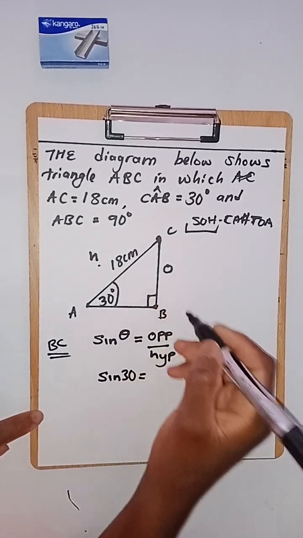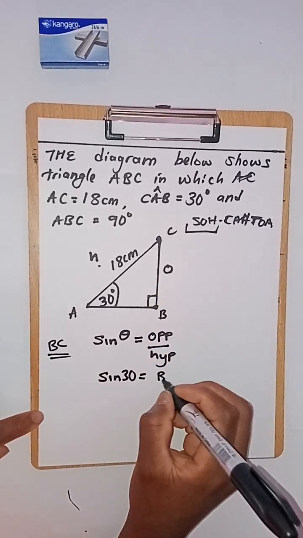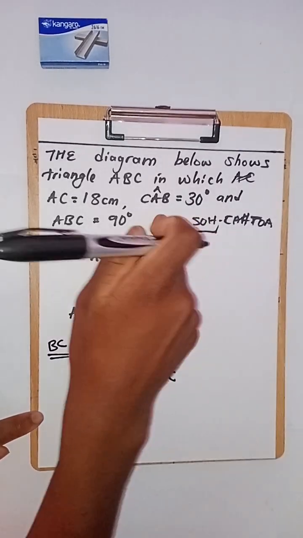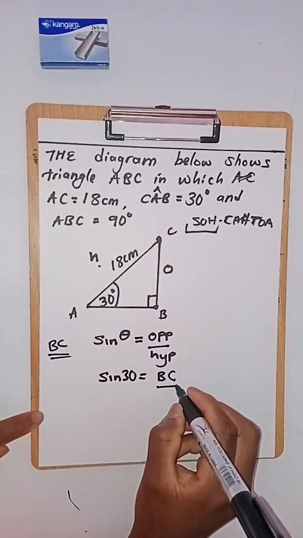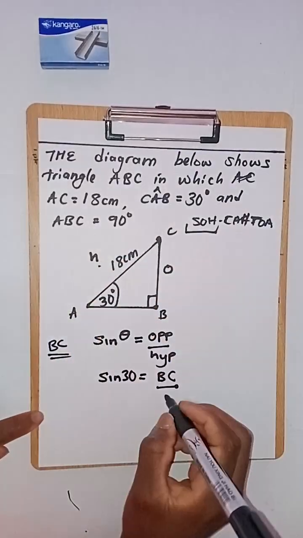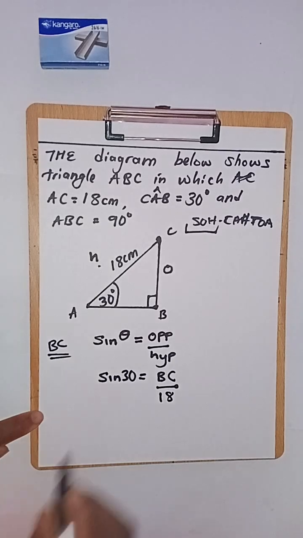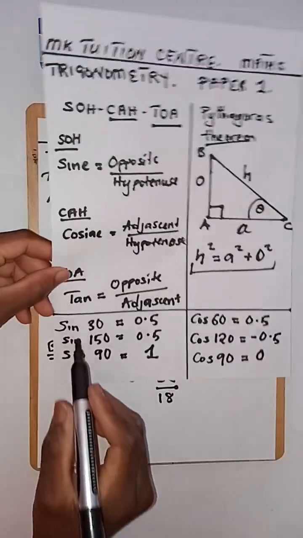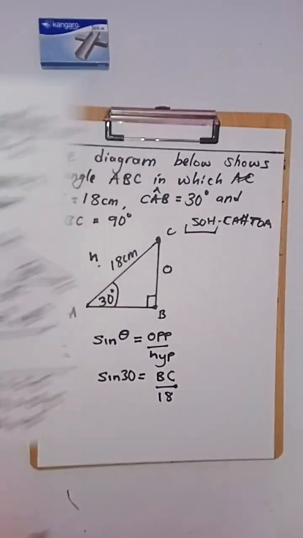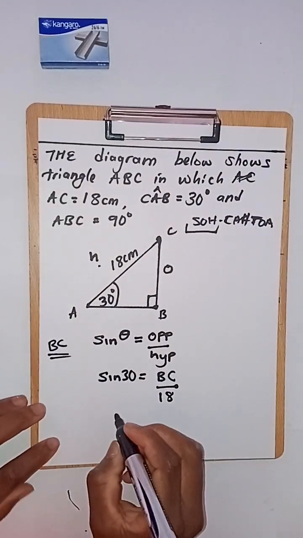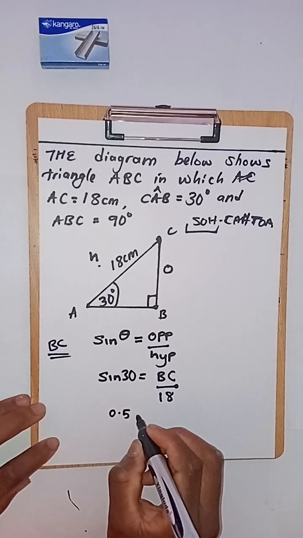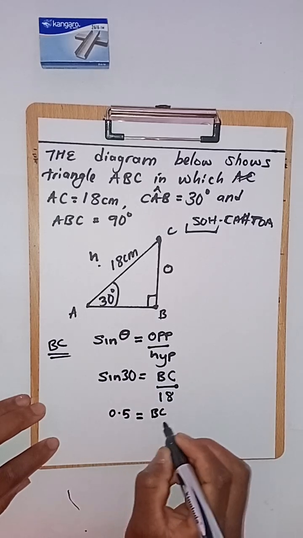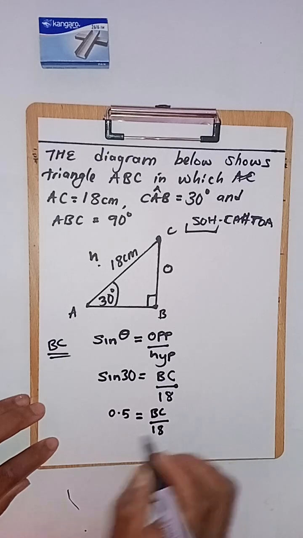Now our theta here has been given as 30. This will be sine 30 is equal to our opposite, which we don't know. So this opposite is BC. Here we are substituting. Hypotenuse, we have 18 there. Sine 30, like we discussed, is equal to 0.5. So 0.5 is equal to BC over 18.